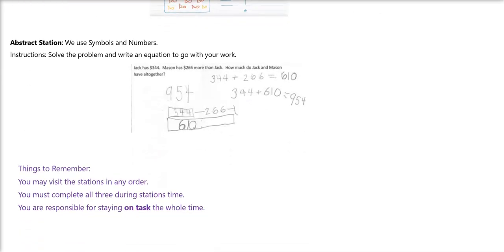Then there is the abstract station. In this station, we use symbols and numbers. So in this station, your instructions are to solve the problem and write an equation to go with your work.